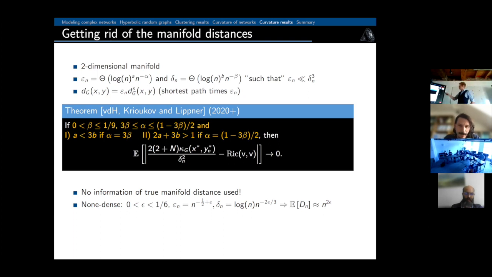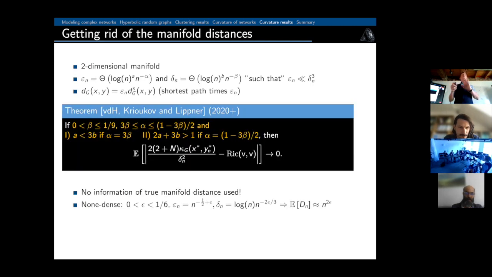Now, we still can't go to the sparse case, but we can go to a non-dense case where the average degree scales as n to the epsilon for any epsilon between 0 and 1/6. So we can make this arbitrarily small. We can't go to logarithmically diverging average degree, but we can go arbitrarily close to constant in that sense, still polynomial.